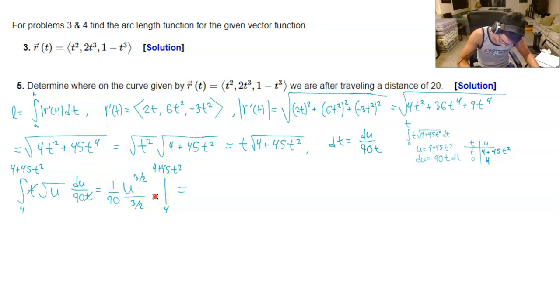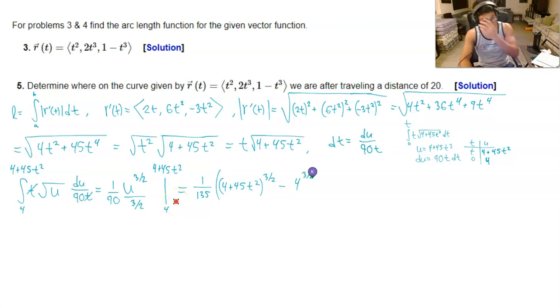And then we're going to insert this for u. We get 4 plus 45t squared to the 3 halves, and then the other one will be 4 to the 3 halves, which I believe is the same thing, so real quick, 4 to the 3 halves is 8.